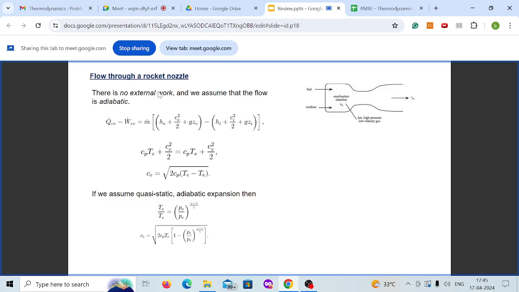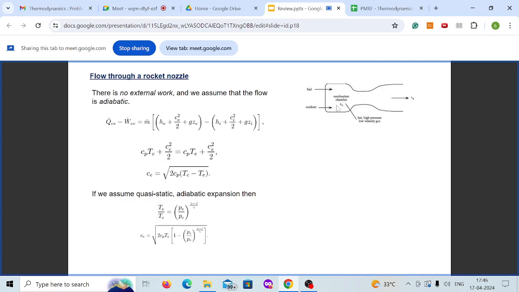Another example is flow through a rocket nozzle. A similar approach can be applied straight away. We can assume there is no external work, and we assume it is an adiabatic process. So my Q and W both will be 0. This will reduce to m dot into enthalpy out minus enthalpy in through the nozzle.